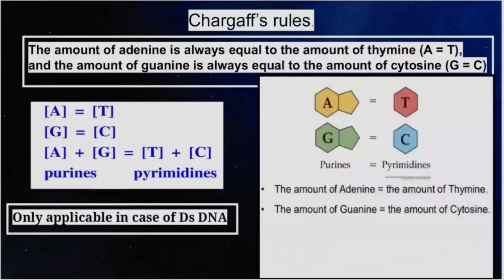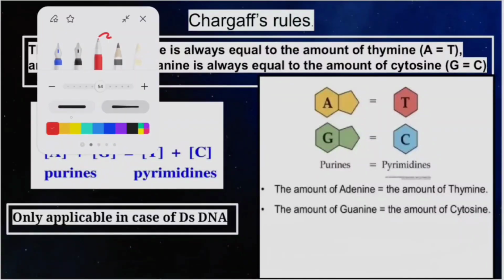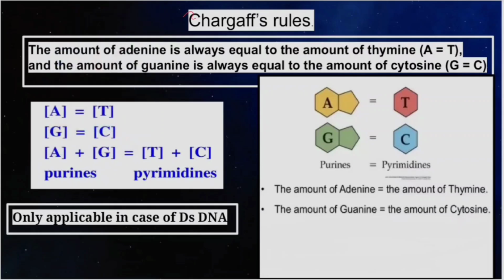To learn about Chargaff's rule. So, what is Chargaff's rule? Erwin Chargaff was an Australian born chemist who proposed a stoichiometric ratio of purine and pyrimidine bases of DNA. What was that? What is the actual rule?